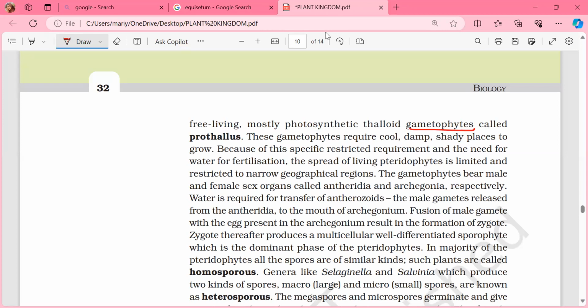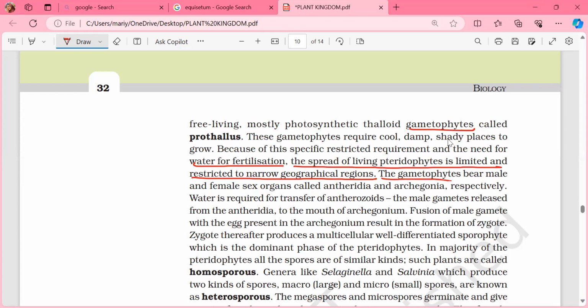Now the gametophytes of the pteridophytes would require cool, damp, shady places because of this specific restricted requirement and the need for water for fertilization. The spread of living pteridophytes is limited and restricted to narrow geographical regions, meaning they are not widespread. They are found only in those areas where you would find cool, damp, and shady areas.